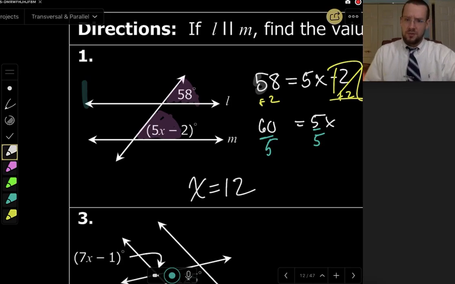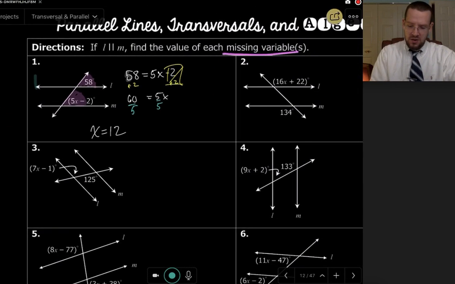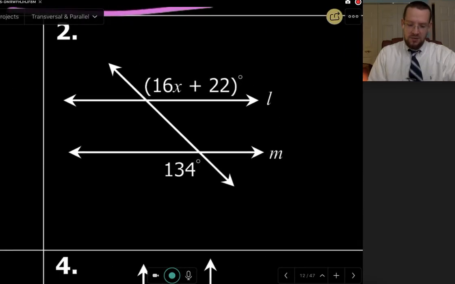And all I did here was use a process of elimination. What are these angles, right? Are they alternating? Are they on the interior? Are they on the exterior? And let's see how we can use that data. So here we go. Let's look at number 2.